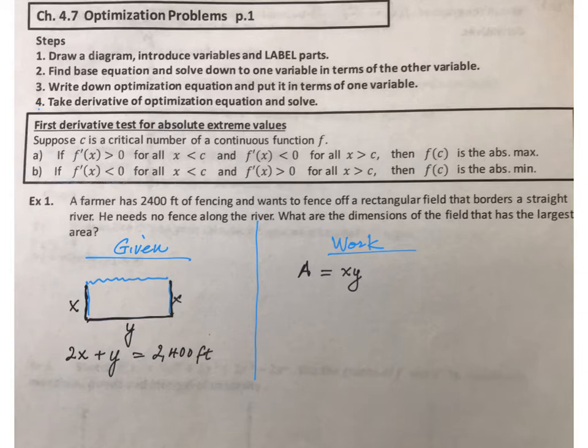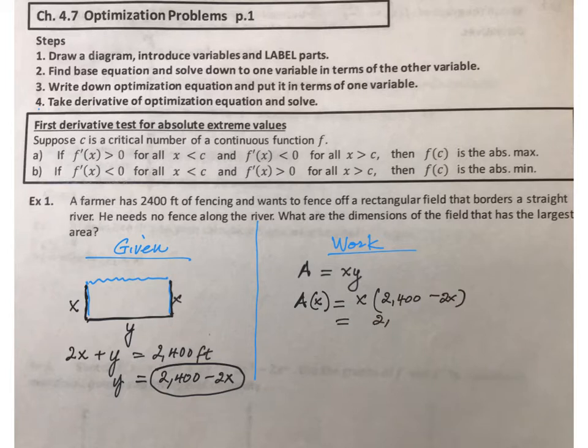Now, in order to get the maximum value, we take the derivative. In order to take the derivative of the area, we need to write this function in terms of one variable, X only. So let's go and solve for Y. Y equals 2,400 minus 2X. Now we're ready to substitute the Y into the equation of area. Area in terms of X is going to be X times 2,400 minus 2X. Using distribution, we get 2,400X minus 2X squared.